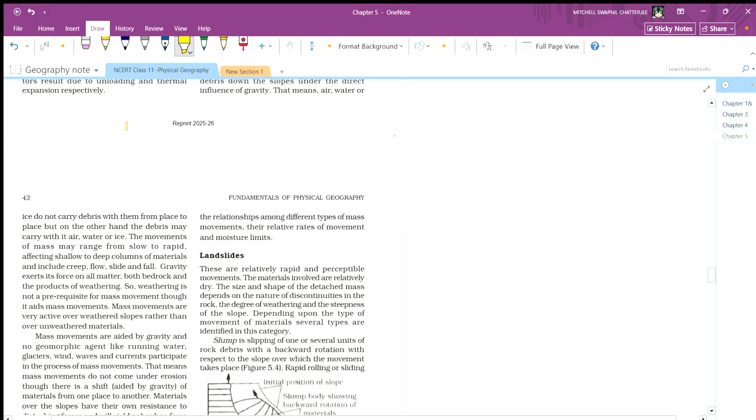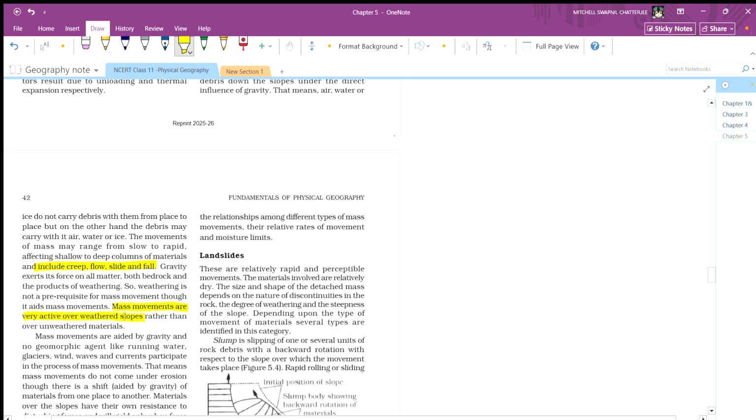Next. The movement of mass may range from slow to rapid, affecting shallow to deep columns of materials, and can include creep, flow, slide, and fall. Gravity exerts its force on all matter, both bedrock and the products of weathering. So weathering is not a prerequisite for mass movement, though it aids mass movement. Mass movements are very active over weathered slopes rather than under weathered materials.